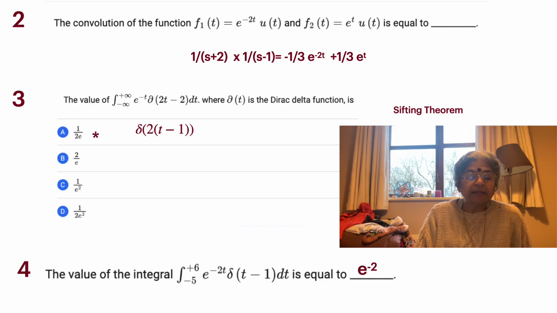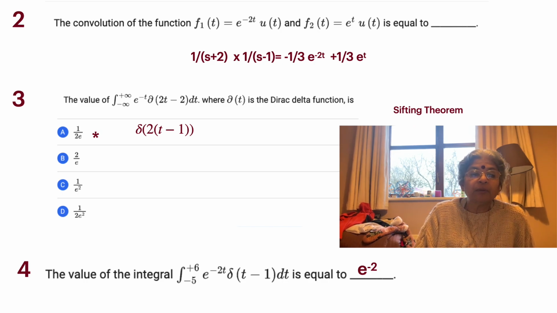Okay, so moving on to the third problem, the value of the integral from minus infinity to plus infinity of e raised to minus t delta(2t minus 2) dt. Okay, so we are having two different situations here. One is of course the Sifting theorem. What does Sifting theorem tell you? That you can always sift out the value of a function, in this case e raised to minus t, at the point where the impulse is located, so long as you integrate it. You can integrate it from minus infinity to plus infinity, or from any value to any other value, so long as that particular point is taken into consideration.